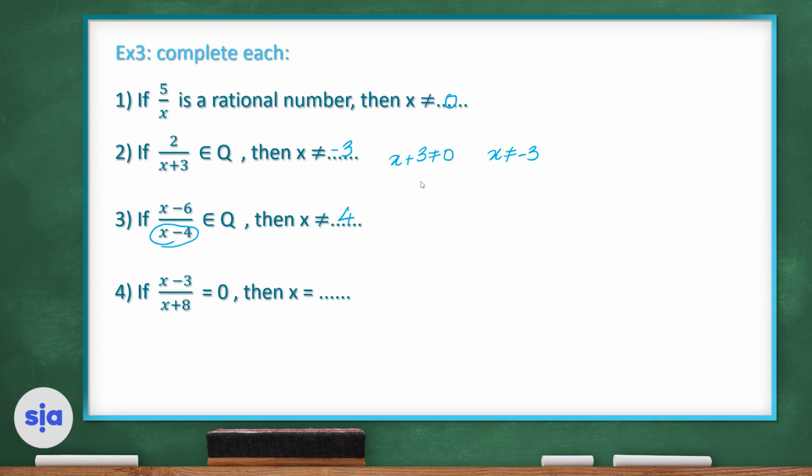Here in question 4, it's different. If x minus 3 over x plus 8 is 0, then x equals what? What makes the fraction equal 0? Yes, excellent, when the numerator is equal to 0. So this fraction is equal to 0 if x minus 3 is equal to 0. So x equals 3. So here in number 4, the answer is 3.